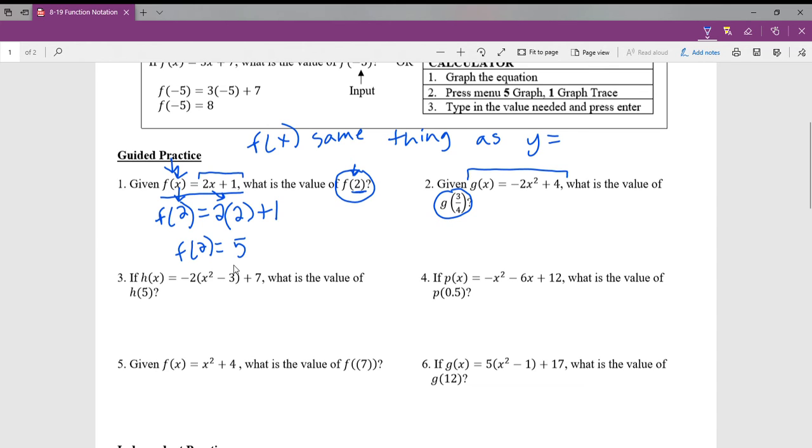So I replaced x with a 3/4. So I know we don't like fractions. It's okay. The calculator is going to do them for us. So g of 3/4 is equal to, and now I'm just going to copy this down. So negative 2. Remember, instead of x, I'm going to replace it with 3/4 squared plus 4. So again, I took this equation, negative 2, and instead of x, I replaced it with 3/4 squared plus 4.